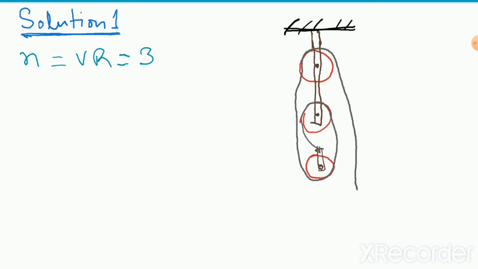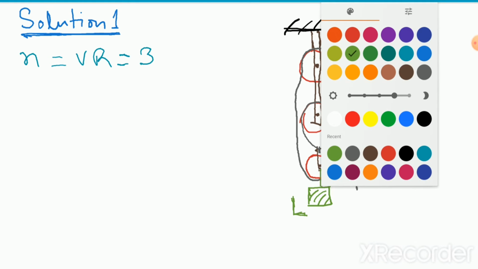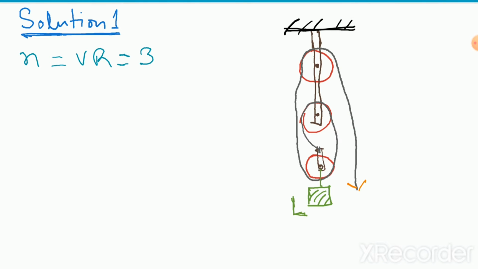Now you have to show where the effort and the load are applied. The load is hung from the other end. Here the load is attached. So this is the load L, and it acts in the downward direction. And the effort will be applied at this point. This is the effort. So the load acts in this downward direction.